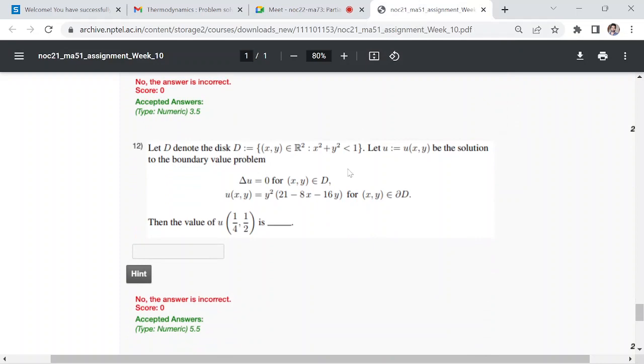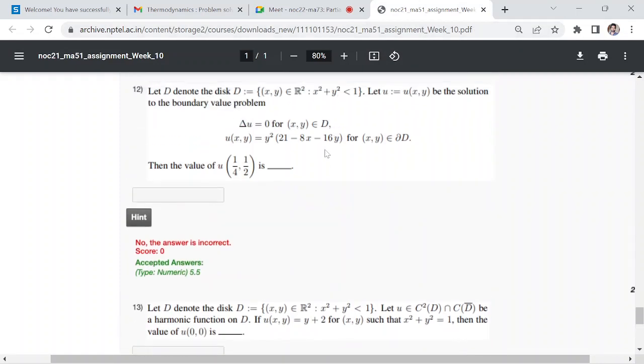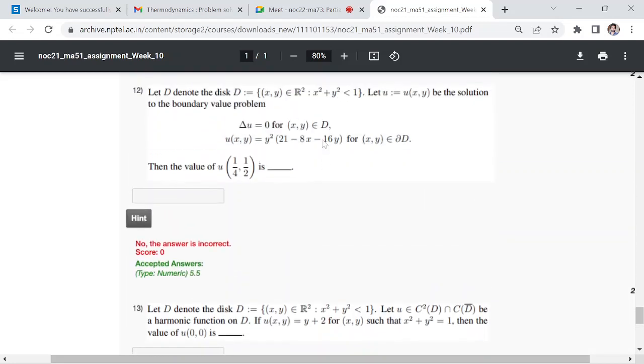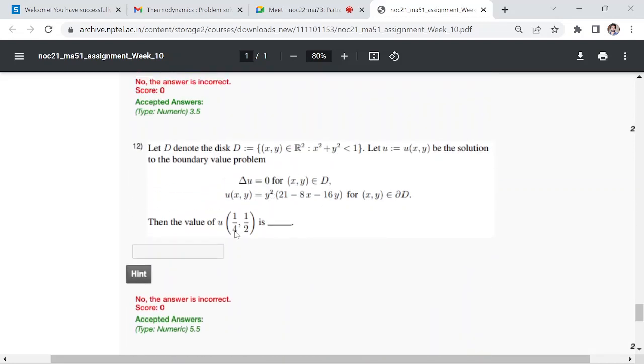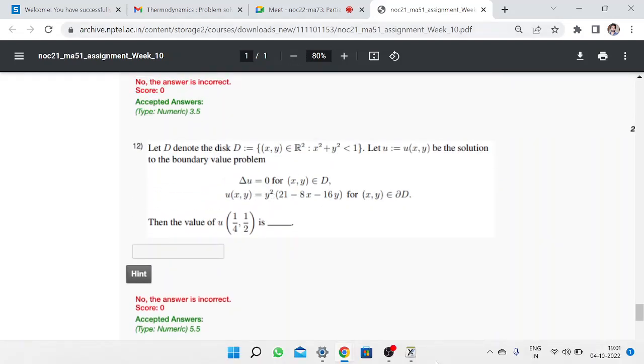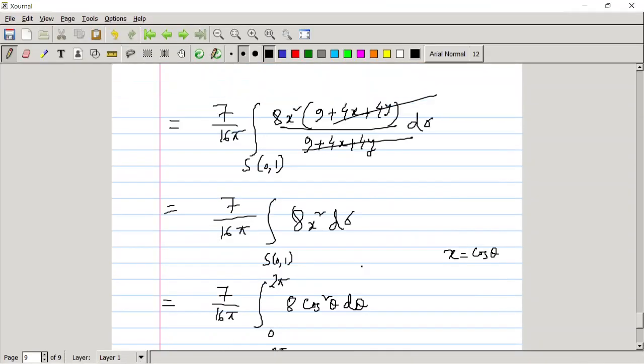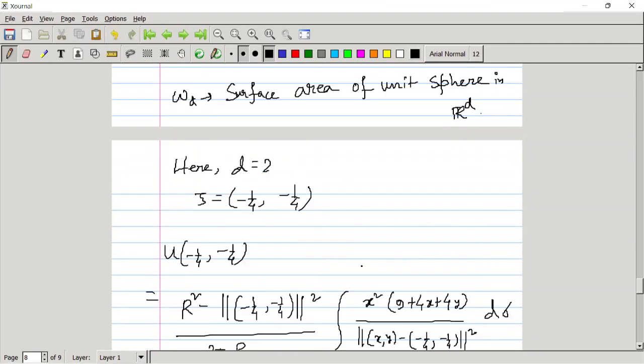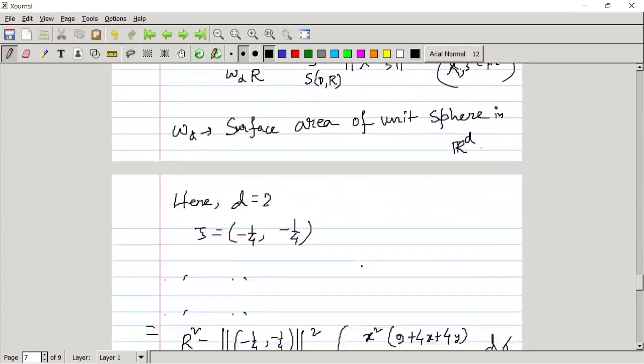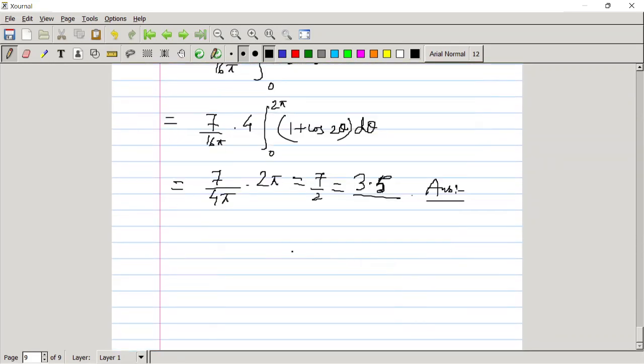Otherwise, I will move to question number 12 and then 13, 14 is there. 13, 14 are easy. Question number 12 is same. You have to find the value of u at (1 by 4, half). Same formula, same thing. Okay. Just as the previous formula, I will write directly then, by the same procedure.